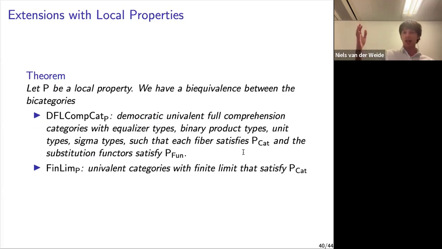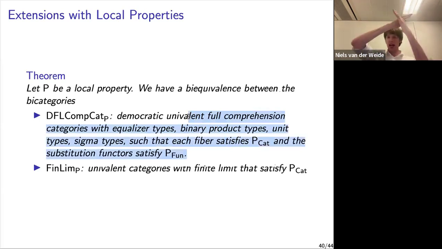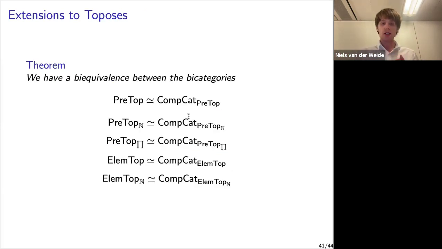And then we can extend the biequivalence to also incorporate local properties. What does this look like? So for the side of categories with finite limits, we say that it satisfies this property. And on the side of comprehension categories, we say every fiber satisfies this property, and the substitution functor satisfies the property for functors. And this immediately allows us to instantiate this for exactness, extensiveness, and so on. And by combining it with pi types, we can then conclude what the internal languages of various classes of toposes are.